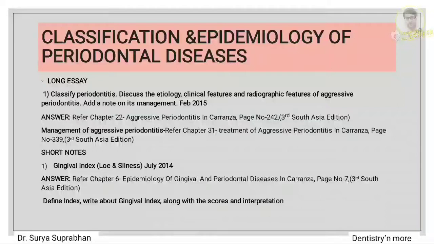Coming to short notes, the gingival index is a most commonly asked question. For this you have to refer chapter 6, epidemiology of gingival and periodontal disease. First mention what is index and then write about the gingival index. Also write about the scores and the interpretation for the gingival index.